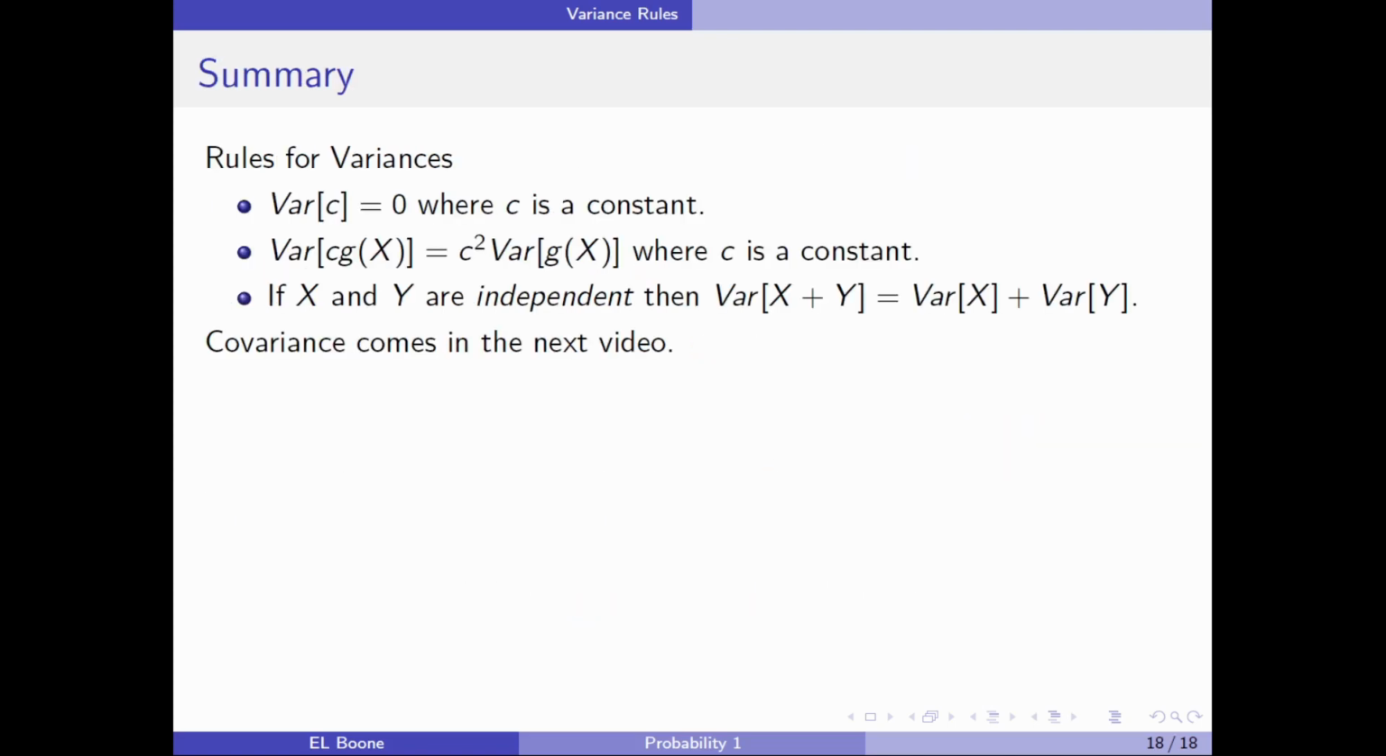All right, so rules: variance of a constant is 0, and that should make sense. If I have a constant in here, when I take the variance, I pull it out squared because variance is really in squared units. Okay, and if x and y are independent, then it'll go across addition. Covariance comes in the next video, and it's considerably more complicated, so we'll see you there.